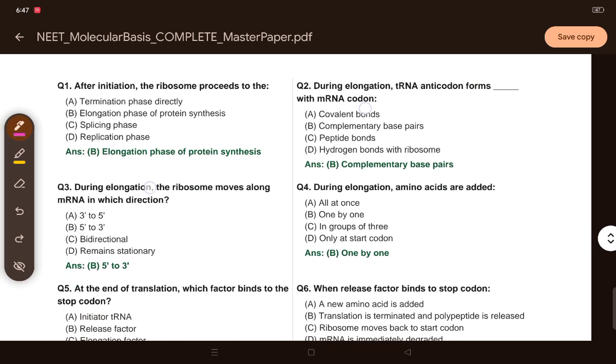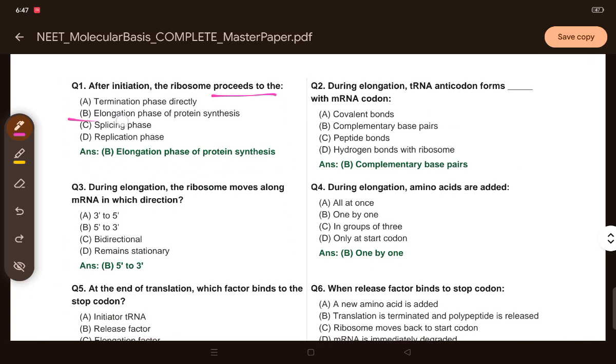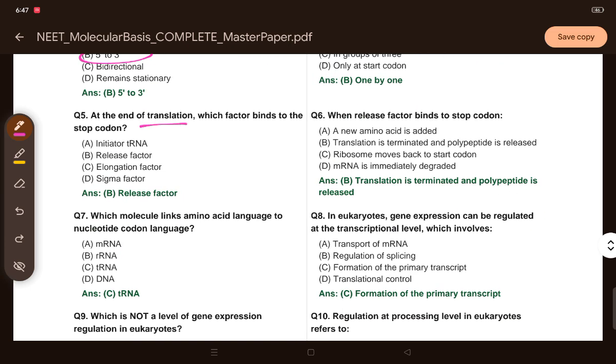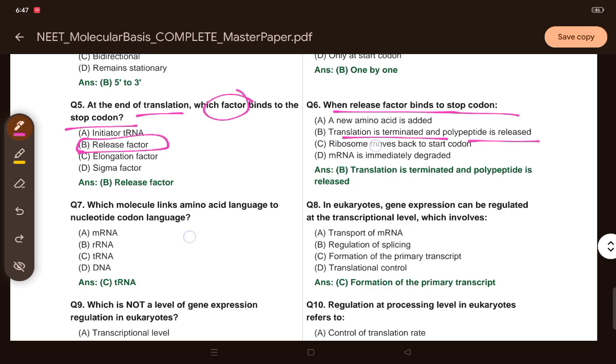After initiation, the ribosome proceeds to the elongation phase of protein synthesis. During elongation, the tRNA anticodon forms complementary base pairs with the mRNA codon. During elongation, the ribosome moves along mRNA in which direction? 5' to 3'. During elongation, amino acids are added one by one. At the end of translation, which factor binds to the stop codon? Release factor. When release factor binds to the stop codon, translation is terminated and the polypeptide is released.